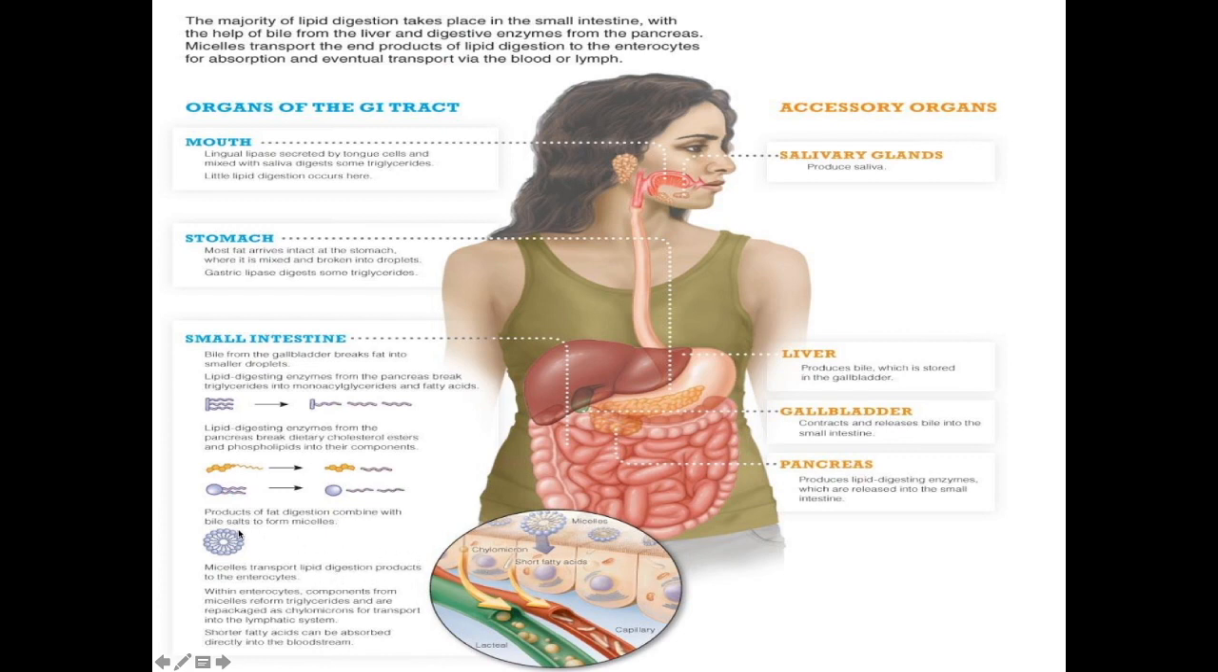Then those micelles enter into the enterocytes, which are the cells on the inside of your intestinal lining, and they're formed into the transport protein packages called chylomicrons, which go into the lymphatic system, and some of these shorter chain fatty acids go directly into the bloodstream to be used by tissues immediately.